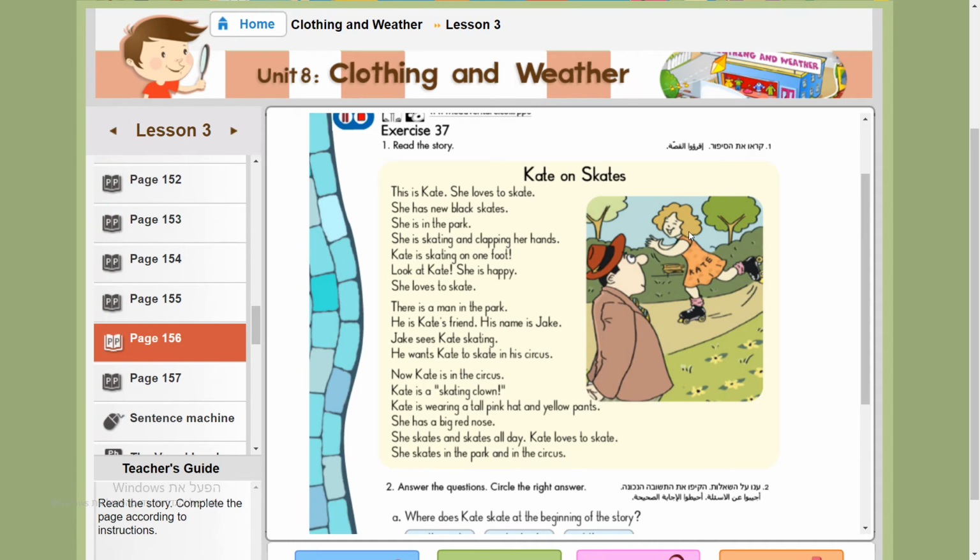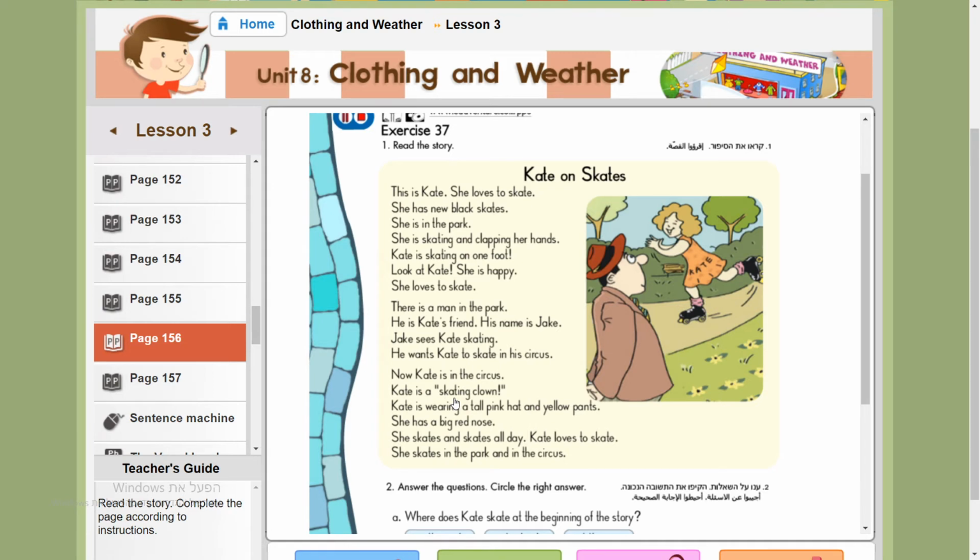Look at Kate. She is happy. She loves to skate. There is a man in the park. He's Kate's friend. His name is Jake. Hello, Jake. Jake sees Kate skating. He wants Kate to skate in his circus. Jake has a circus and he wants Kate to skate in the circus. Great. Let's continue.